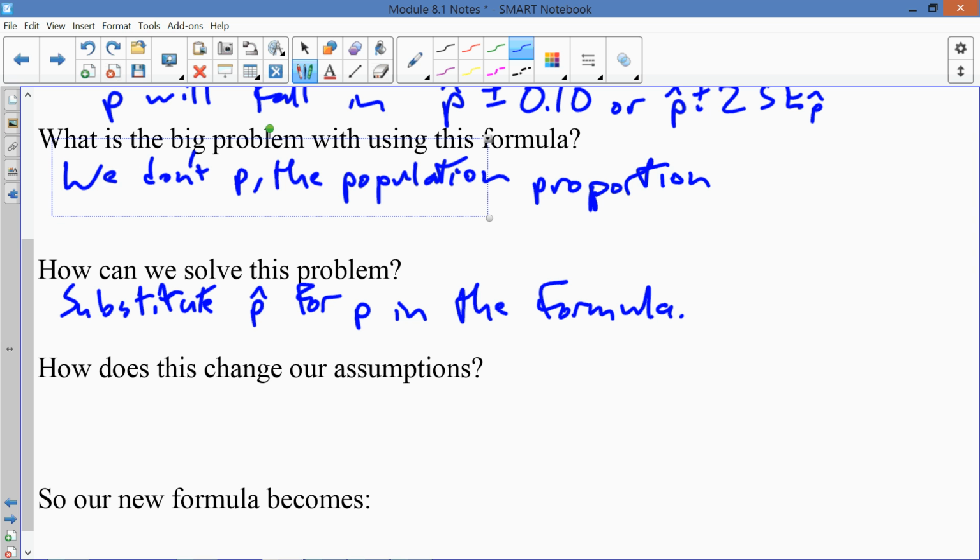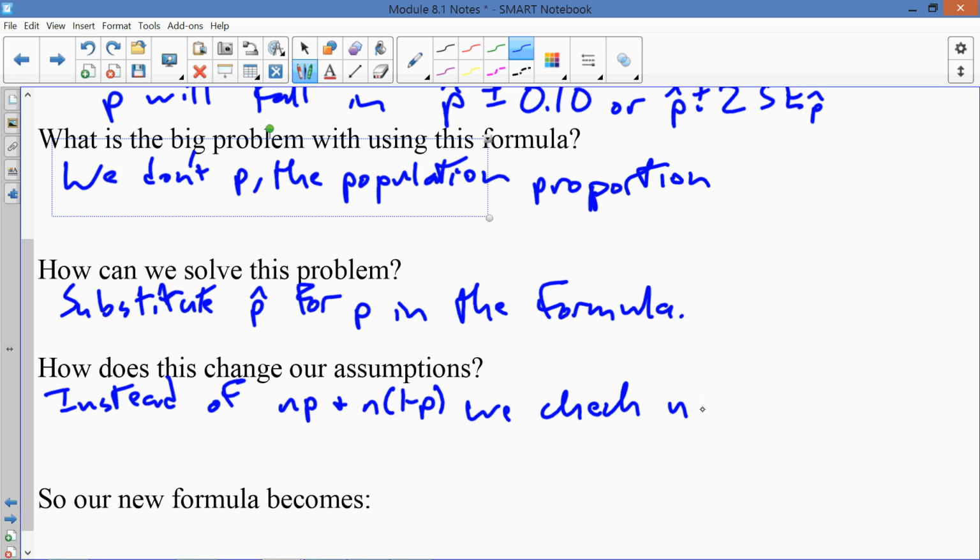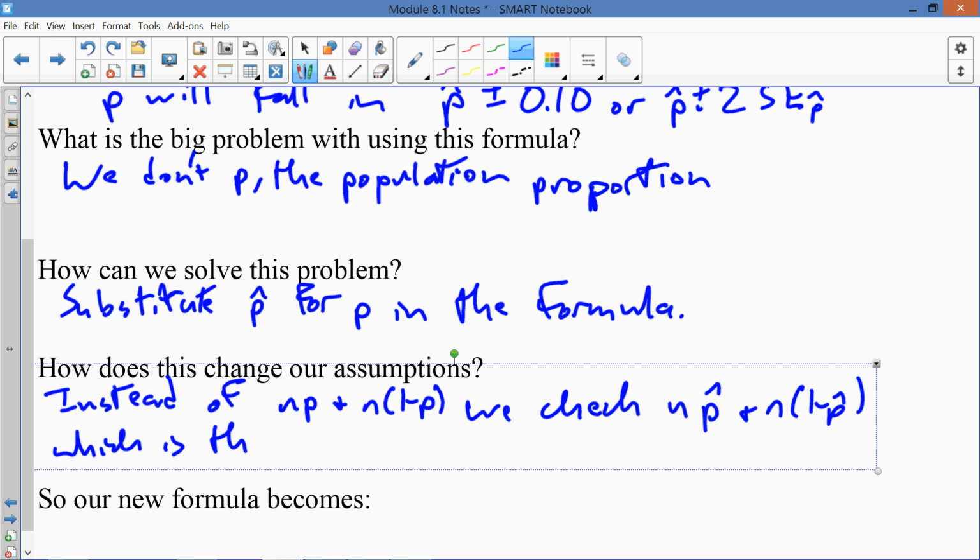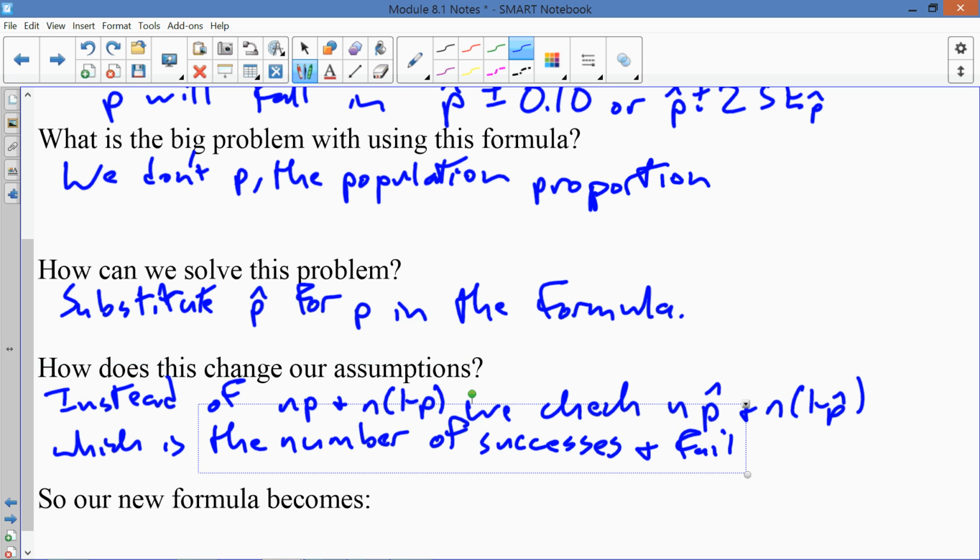Okay, p hat is an estimate for p, so we'll substitute for p. How does this change our assumptions? Well, instead of np and n(1 minus p), those are the assumptions we need. We check n times p hat and n times 1 minus p hat, which is the number of successes and failures in our sample.